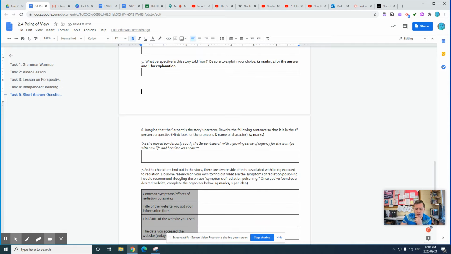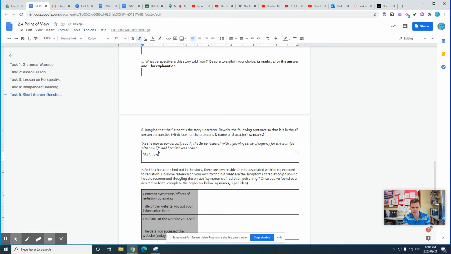Number 6, imagine that the serpent is the story's narrator. So imagine that the story is not being told in third person, but by the first person. So rewrite the following sentence so that it is in first person perspective. So take the names and the pronouns and turn them into first person perspective as if the serpent was telling the story. I'll show you how to do that.